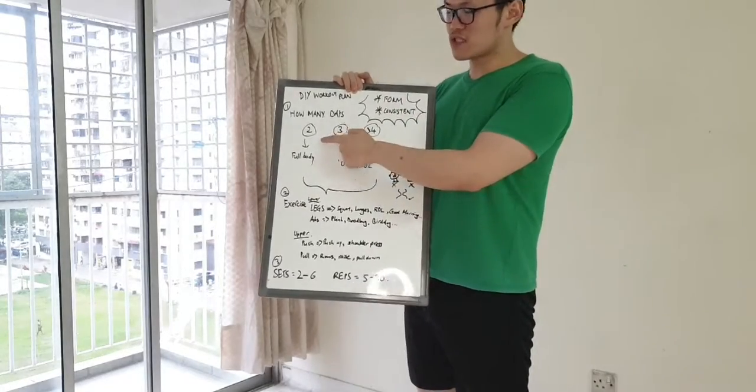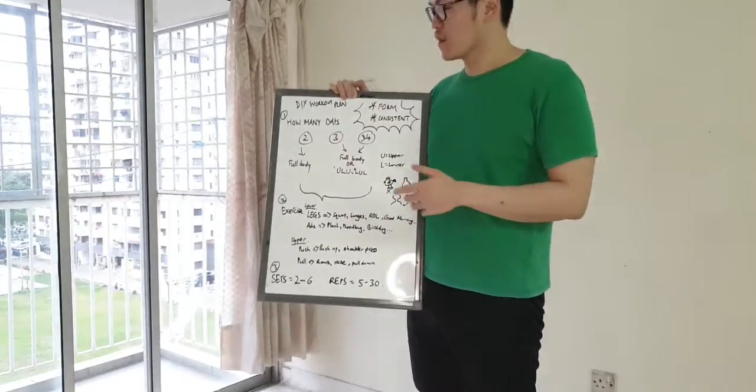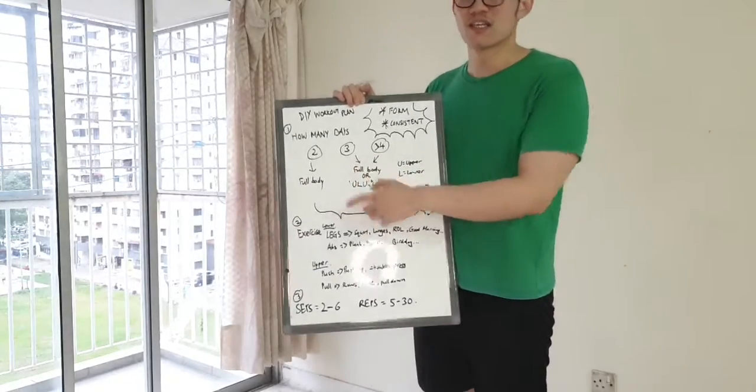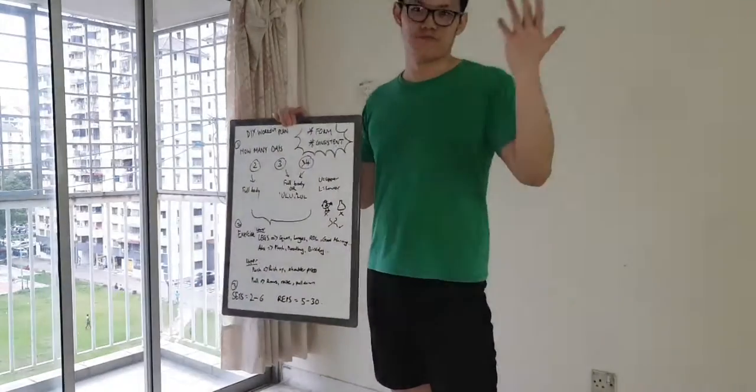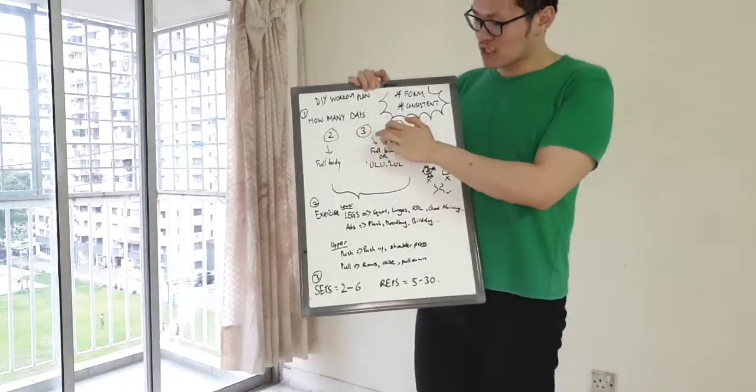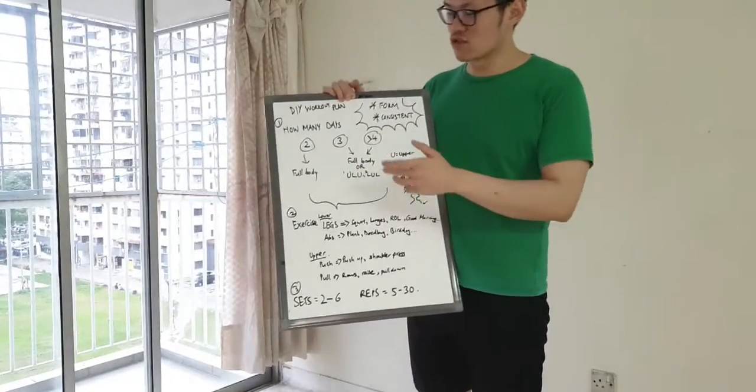So you're doing 2 days. People ask what should I do, right? Chances are you're going to do full body. That means you're going to train from your head to your toe. Pretty much that's it. If you do 3 days or 4 days, you have more luxury to play around.